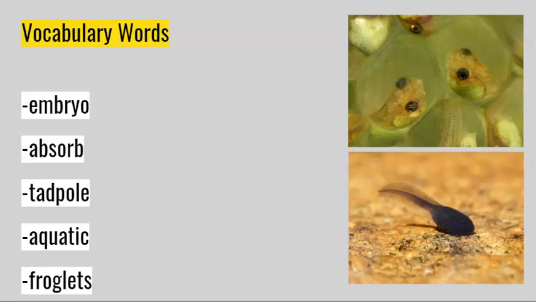Absorb. That's to take in or soak up. Tadpole. That is the aquatic form of an amphibian that breathes through gills. That's part of the life cycle of a frog. Aquatic. That relates to water. And froglets. A frog that has recently developed from a tadpole. It's basically a baby frog.